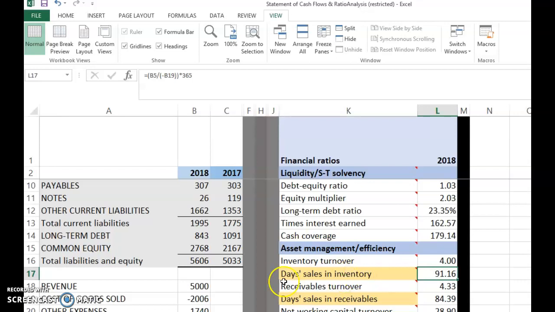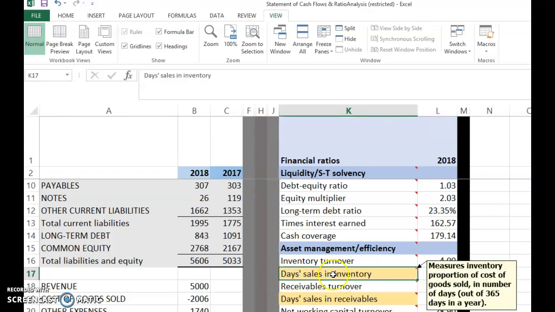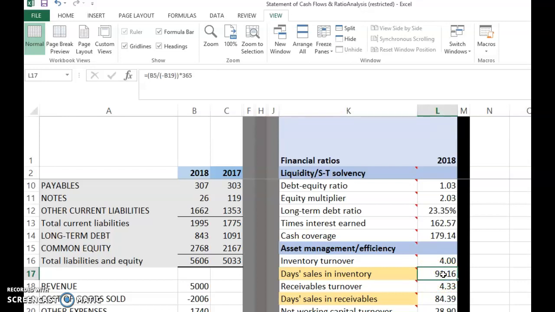But then the second step is you express this in number of days. Note that it says days sales in inventory, so this unit is actually days. You multiply with 365 days a year. Therefore, it is 1 over 4 multiplied by 365 days, and you get 91.16 days.